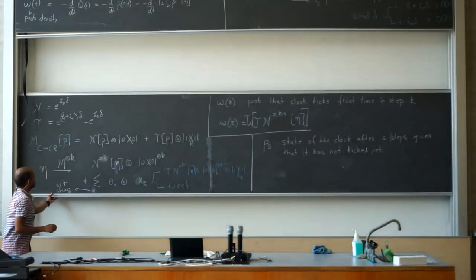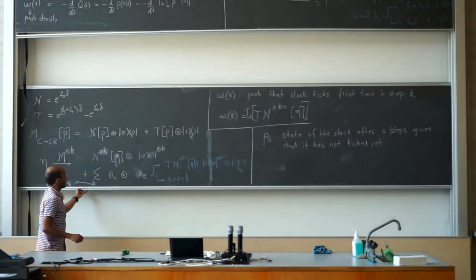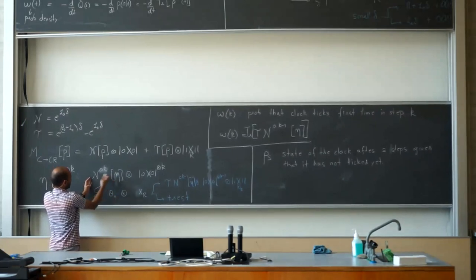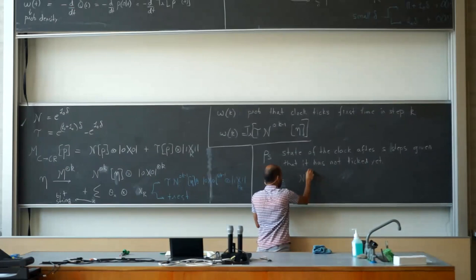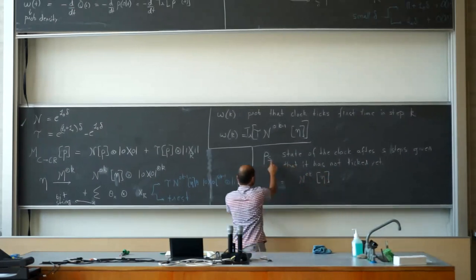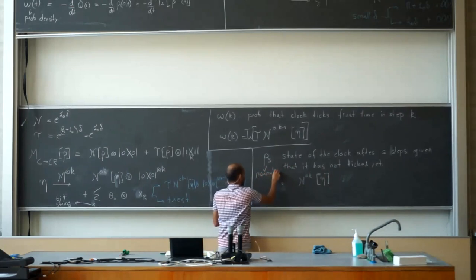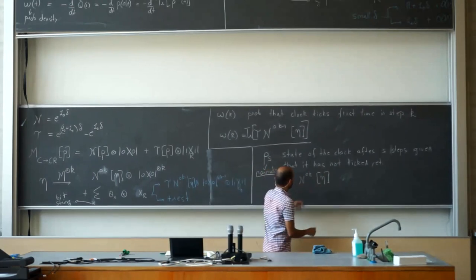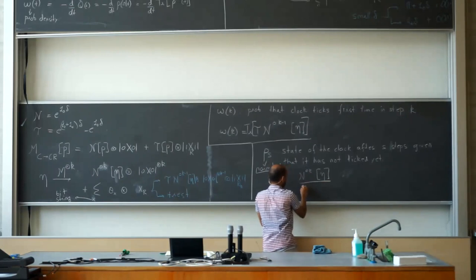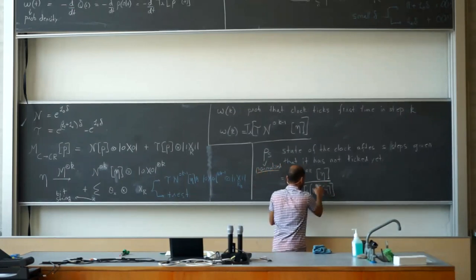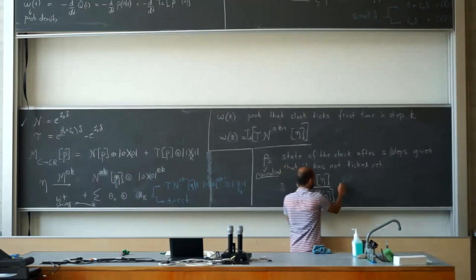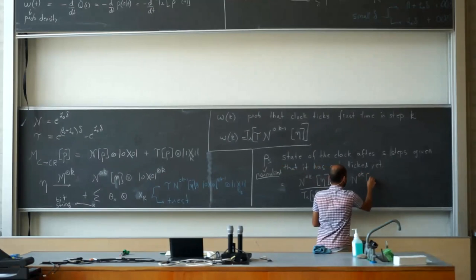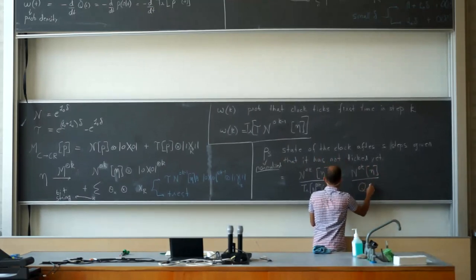Okay. And what is that? So again, if I have the state of the clock after k steps, then the part that corresponds to having not ticked is just going to be proportional to n acting k times on the initial state. But now this has to be normalized, so I take this to be a normalized state, which means I have to divide by the probability, the trace of this same state. So I would divide by the trace of n acting k times on eta. This has a particular significance because it is essentially the probability that the clock hasn't ticked yet. So this is n acting k times on eta divided by q of k.